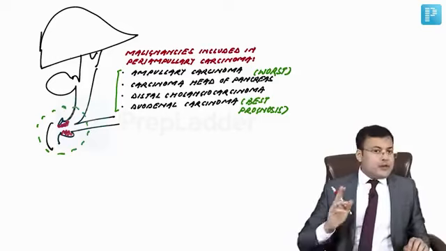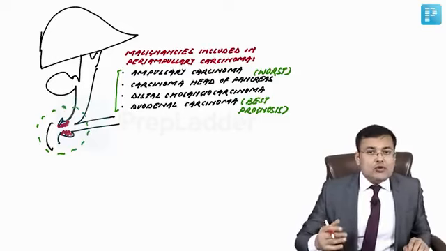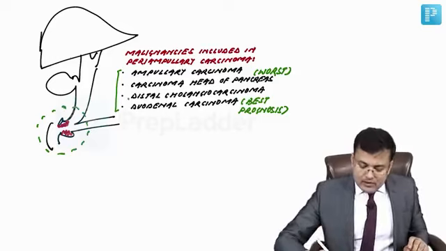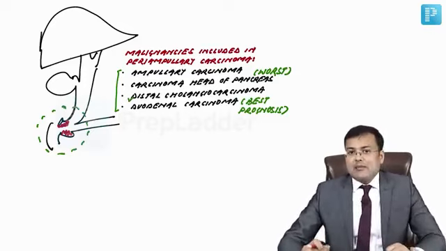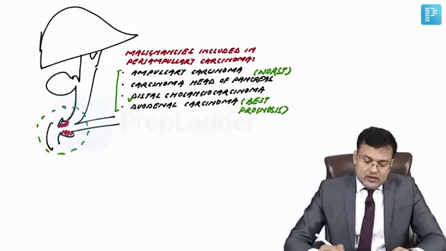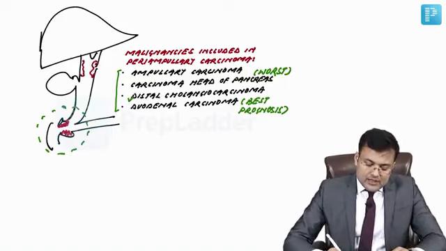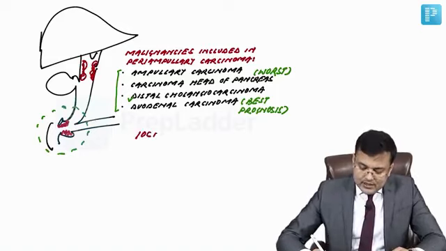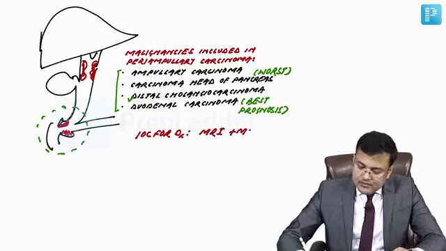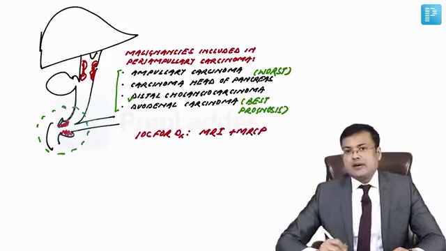So question, in which type of cholangiocarcinoma is the gallbladder palpable? Obviously in distal cholangiocarcinoma the gallbladder is palpable. Okay, now see cholangiocarcinoma. What is the investigation of choice for diagnosis of cholangiocarcinoma? That is MRI plus MRCP.